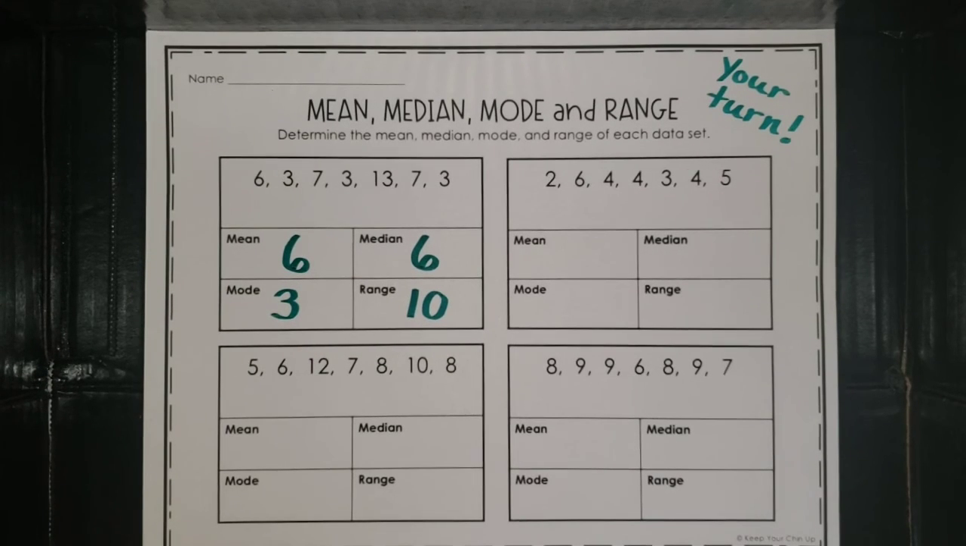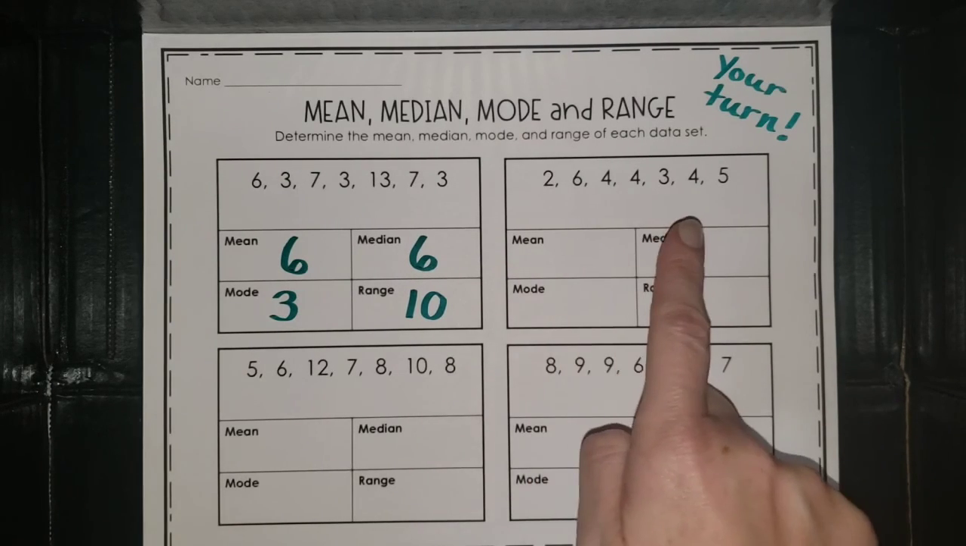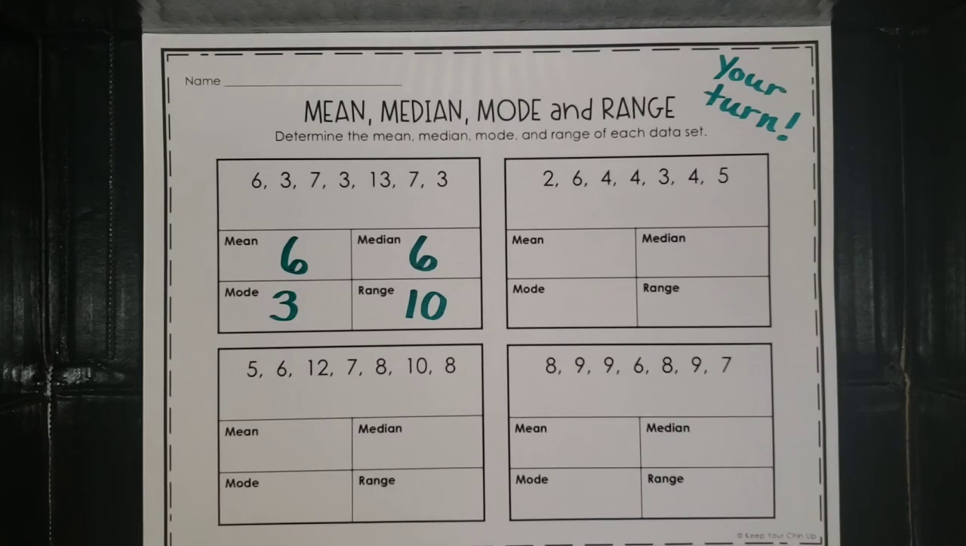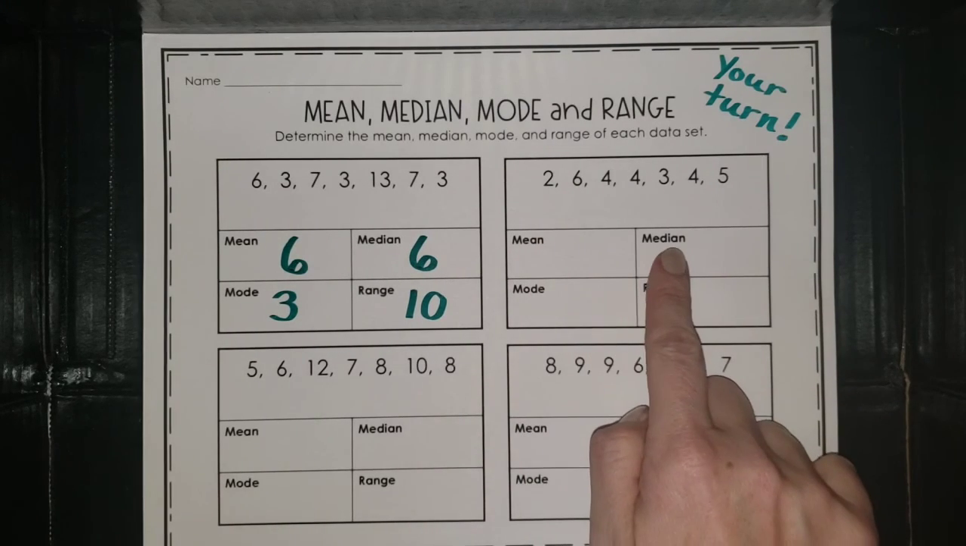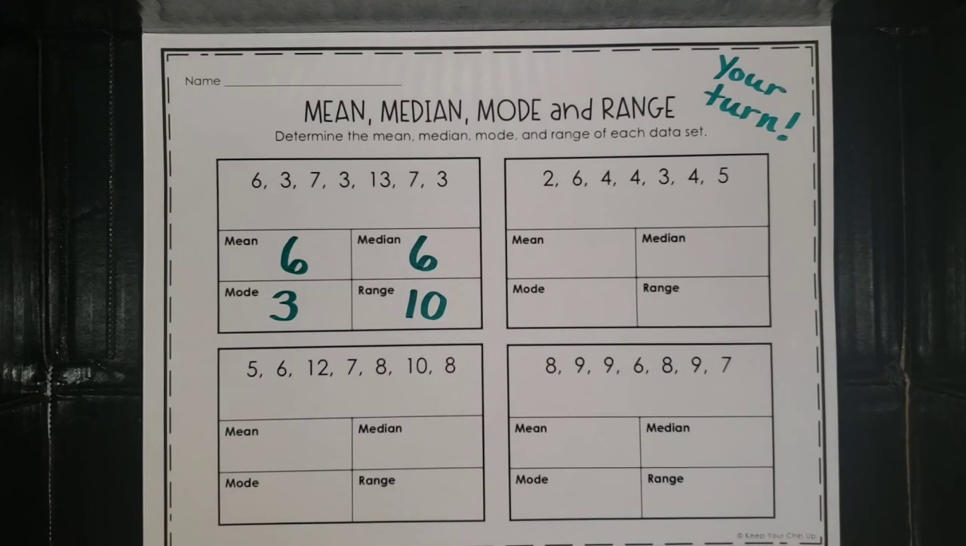Now it's your turn to try this out on your own. The first box is what we already did together. Please pause the video, copy each of these data sets, and determine the mean, median, mode, and range for each of these data sets. If you need to rewind the video to any of the other parts to review what that means or how to complete that skill, you may do so. Please pause the video now.